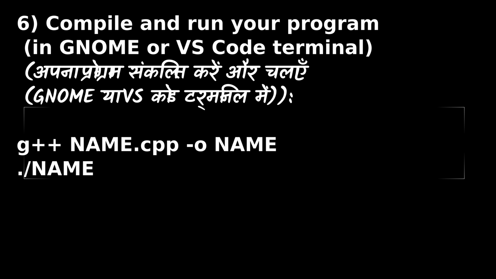Finally, let's compile and run our program. In the terminal, type g++ name.cpp -o name and press Enter to compile it. Then type ./name and press Enter to run the program. You will see the output of your C++ program appear right in the terminal.